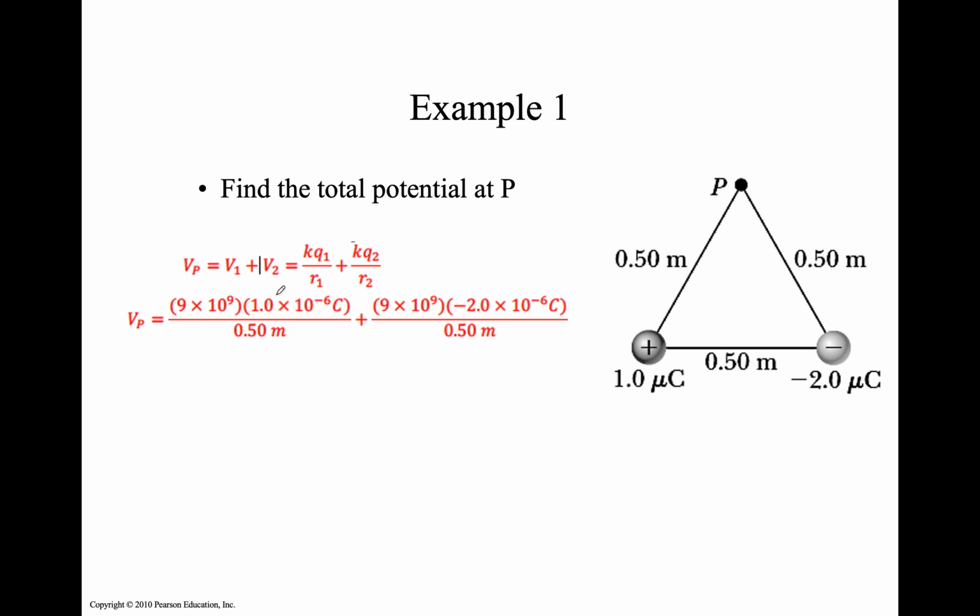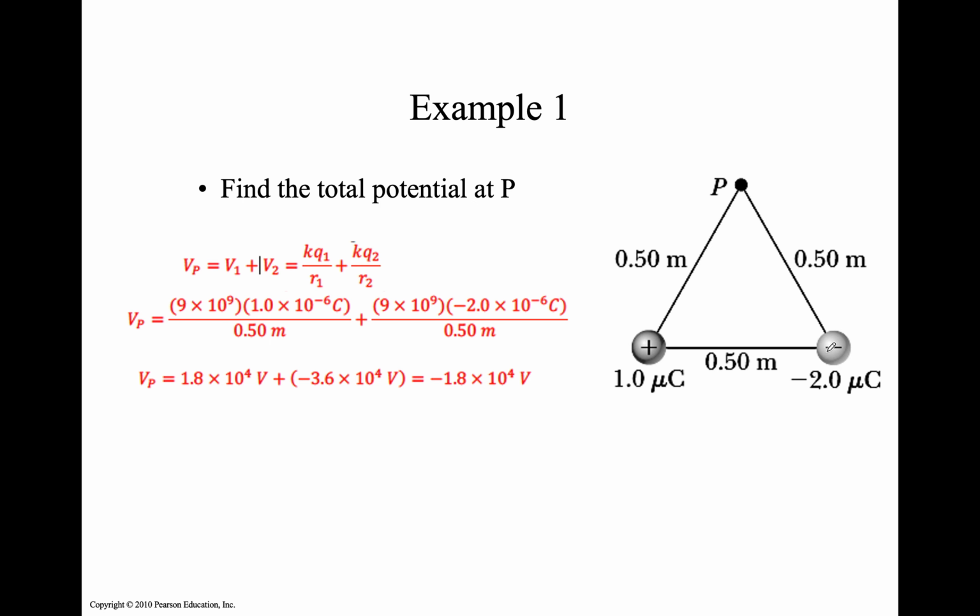9 times 10 to the 9 times 1 over this 0.5 plus 9 times 10 to the 9 multiplied by negative 2. They made the minus here, so that will turn this into a minus. So they put the minus there instead. Same thing. And you put the numbers together, add them up, plus minus obviously becomes minus. And your answer is overall negative, which means this one is much stronger.